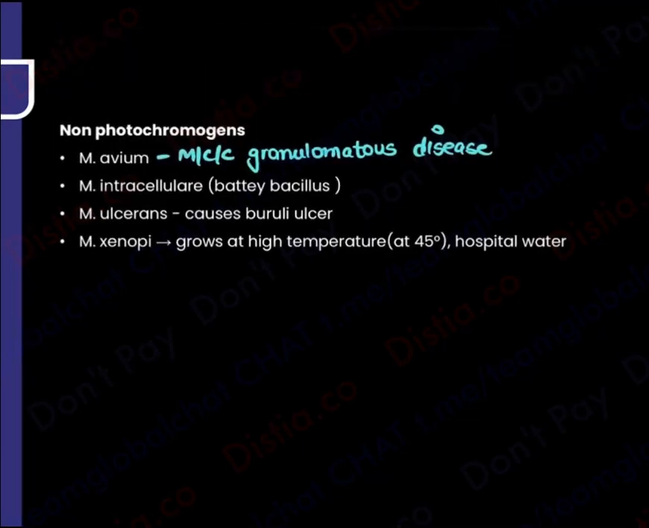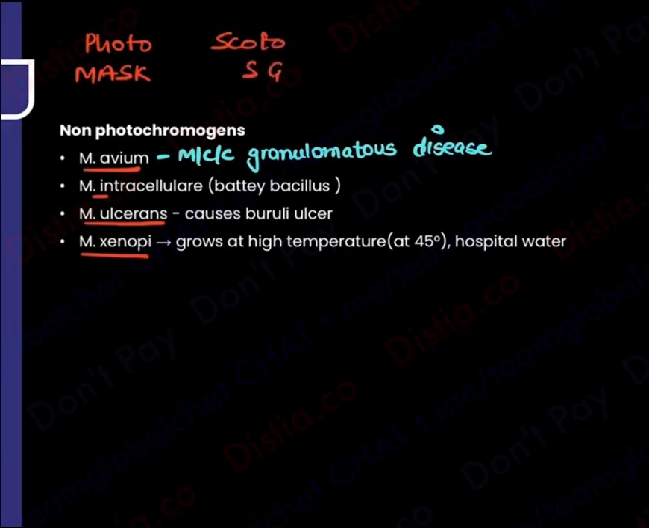The next one, I've not got you any mnemonic because now everything that is left, the non-photochromogens, will have Mycobacterium avium. There's going to be Mycobacterium intracellulare. There is ulcerans and xenopi, whatever is left. So simple. In photochromogens, you had MASK: marinum, asiaticum, simiae, kansasii. In scotochromogens, you have God save us from the dark. So gordonae, scrofulaceum and szulgai. Whatever is left is over here.